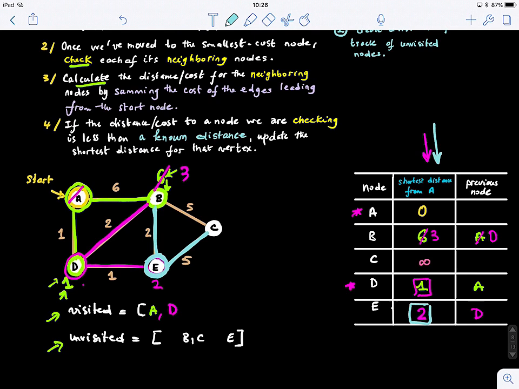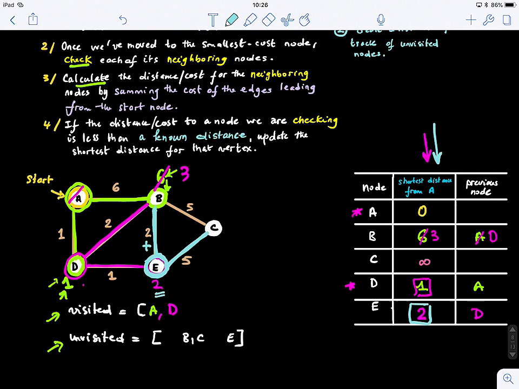Now I look at the values. Here I have 2 plus 2. If I take the value inside my current node, 2, and add the weight of this edge, what is the value that will be inside B? It will be equal to 4. But 4 is larger, so I should not replace it. Okay, I keep my previous value.